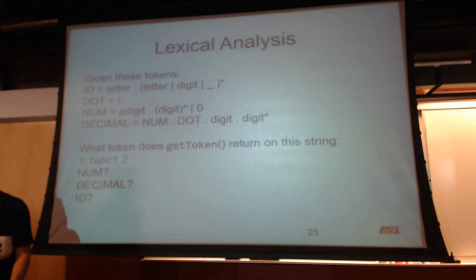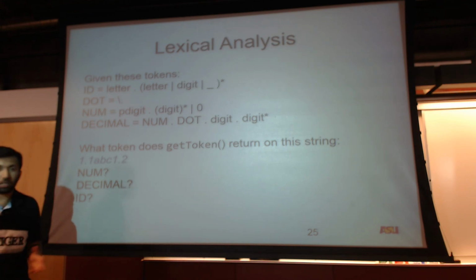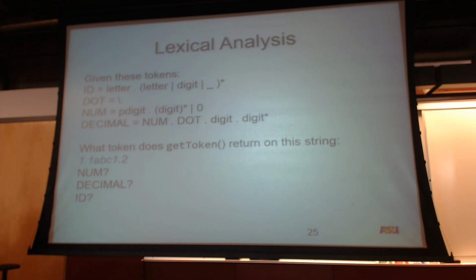Let's take an example of 2. There is a string 2. It will match both num as well as decimal. But what you return is num, because it's listed first in the list. So that's the longest matching prefix rule.